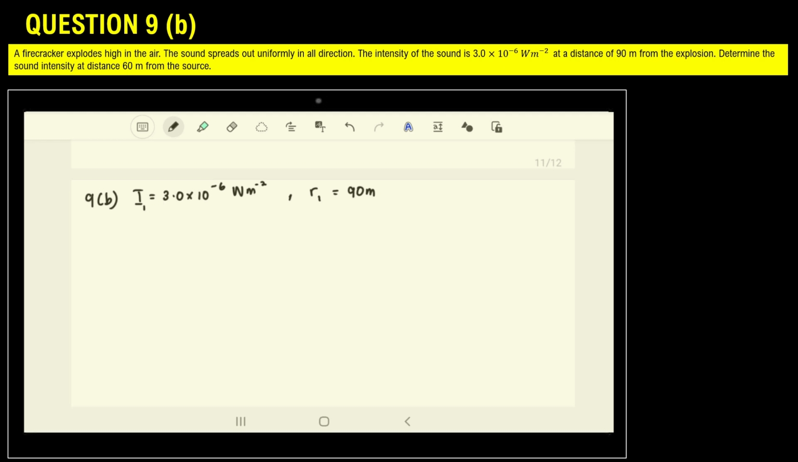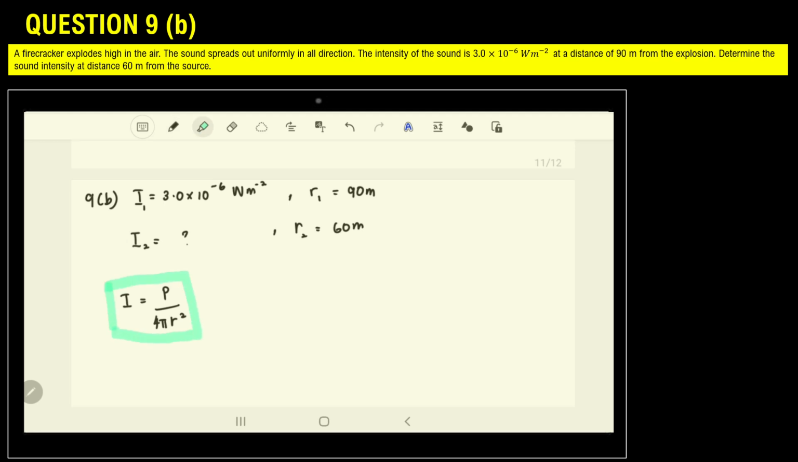Determine the sound intensity at distance 60 meter from the source. Okay, so we want to find what is the intensity if R2 is equal to 60 meter. Let's write the equation of the intensity first, where I is equal to the power of the source over 4 pi r squared.